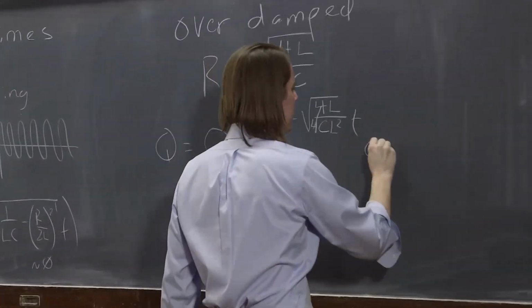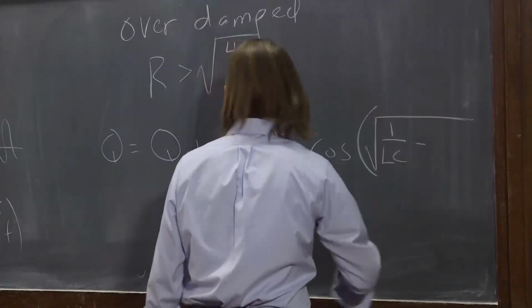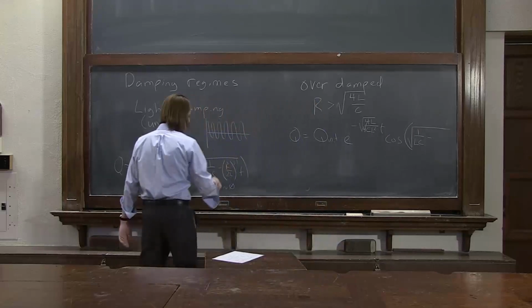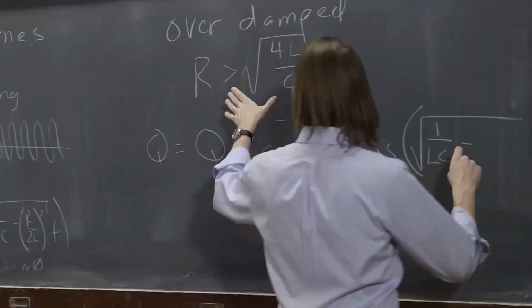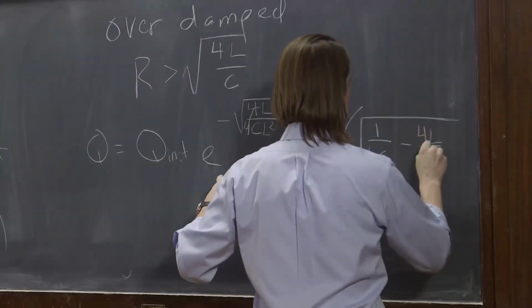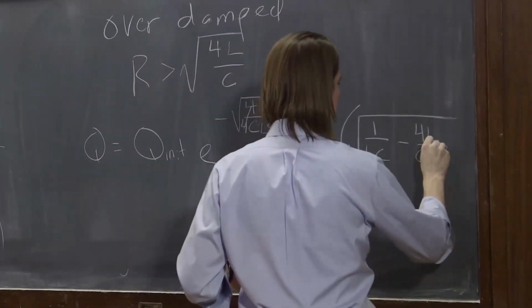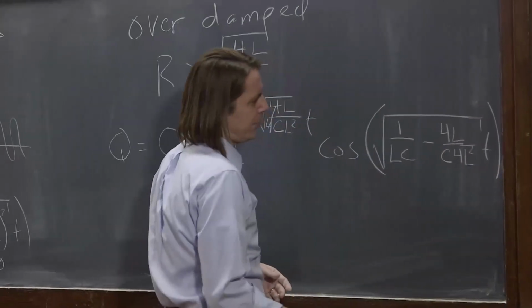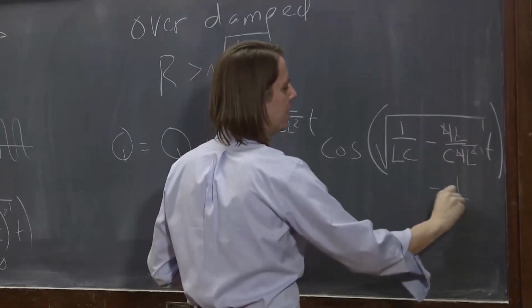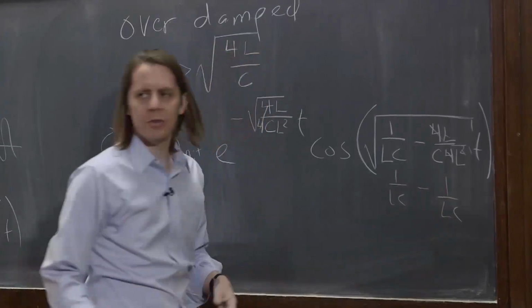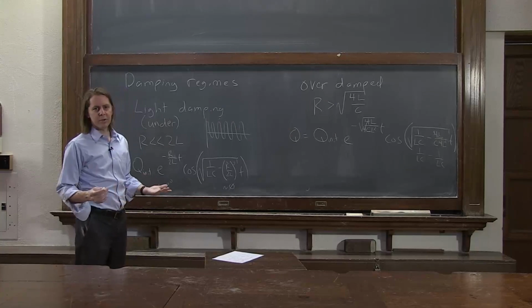But then let's look at this cosine term. The square root of 1 over LC minus, and if we made R squared here, this would be R squared over 4L squared. Well, if R squared is 4L over C, and then over 4L squared, that becomes, cancel, cancel, cancel, cancel. It becomes minus 1 over LC. It's 1 over LC minus 1 over LC. Basically, it becomes so damped, the frequency is driven to 0, and it doesn't oscillate anymore.